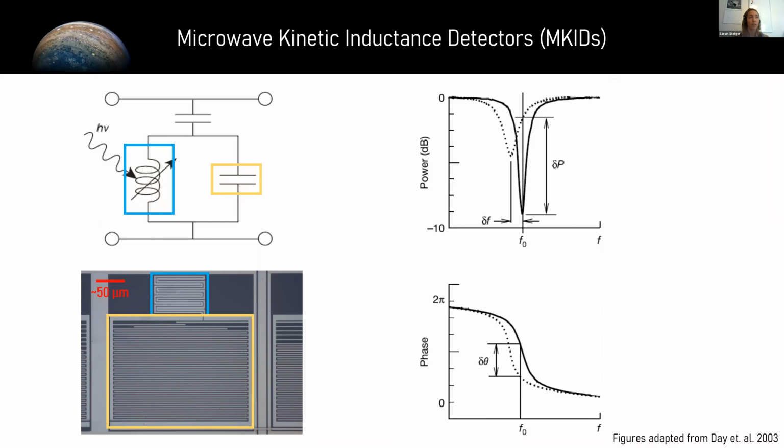And so since we know the resonant frequency of all of our pixels, when a photon comes in and hits the inductor, it causes a change in that resonant frequency, which we can measure as a change in phase by room temperature readout electronics to not only determine exactly at what time a photon hit our detector, but also by the amplitude of that change in phase, we can determine the energy of the photon that hit our detector. So that's on the pixel by pixel level.